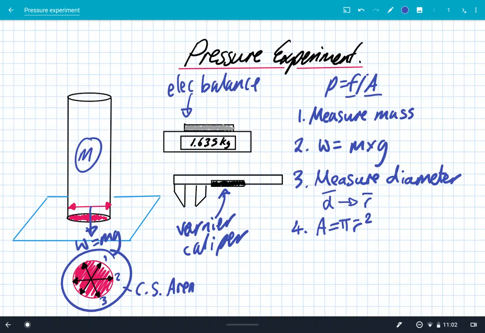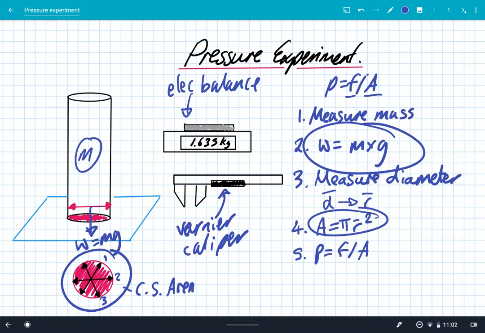Step five is just pulling these two measurements together. So pressure is equal to force over area. You've got the force from the weight of the object, and you've accurately measured the cross-sectional area of your object. So there we have it.